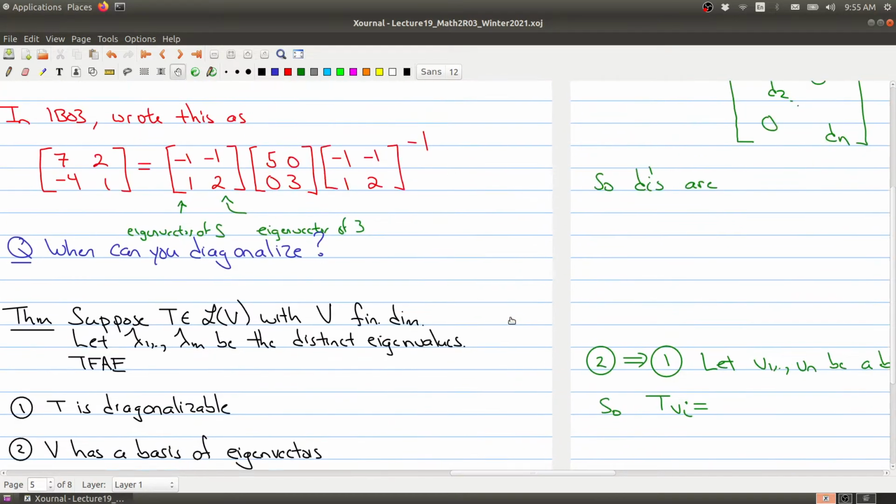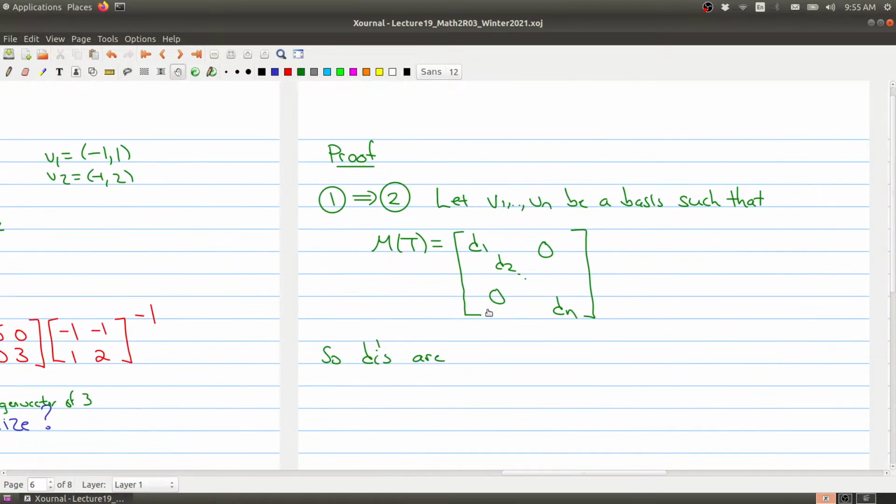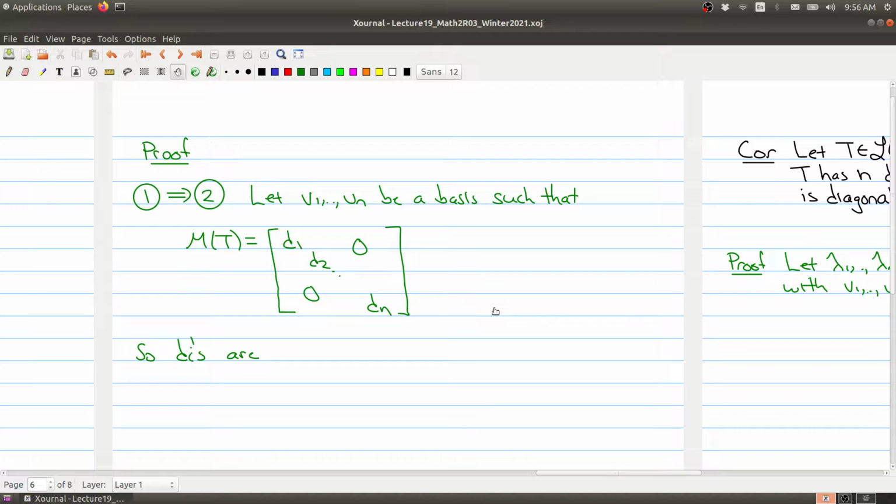Let's prove the equivalence of 1 and 2. Let's assume that v1 through vn is a basis such that the associated matrix with respect to that basis is diagonal. Now we know that because this is an upper triangular matrix, the di's are the eigenvalues. That was proved in a previous lecture. So these are the eigenvalues, whenever you can get the associated matrix in upper triangular form.